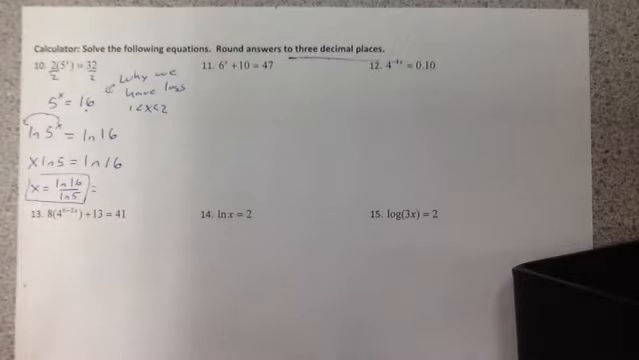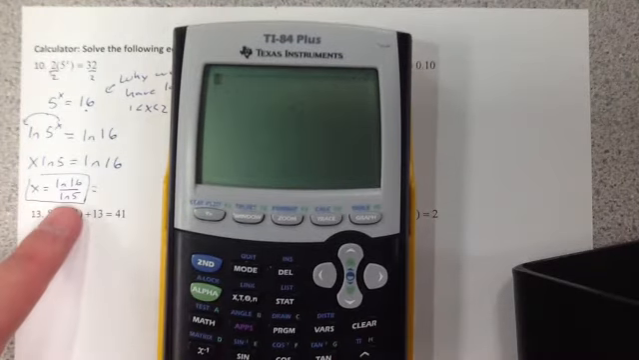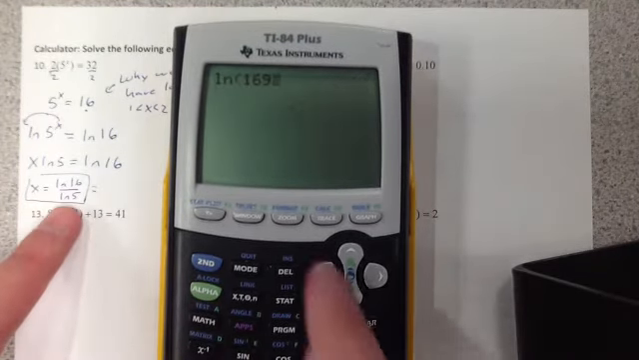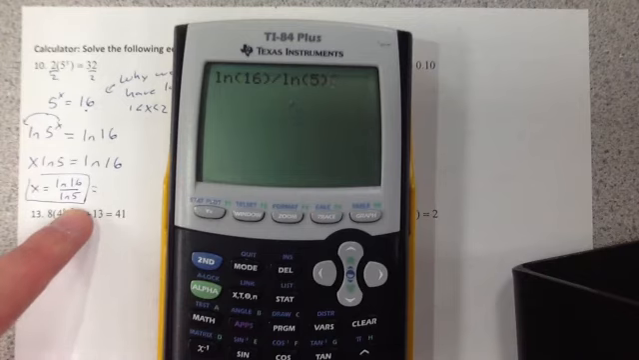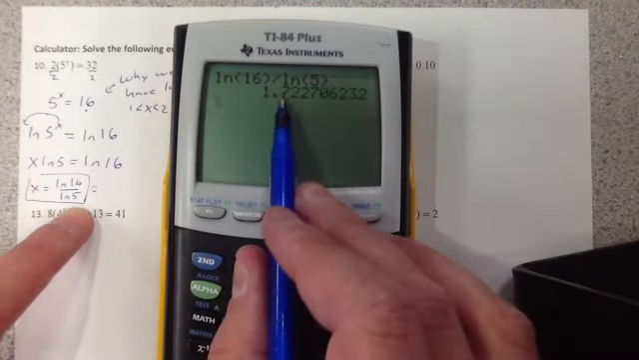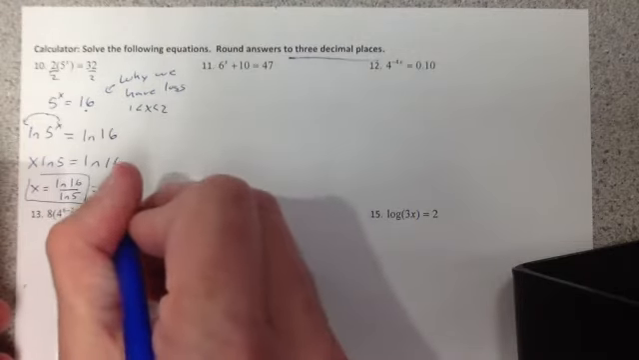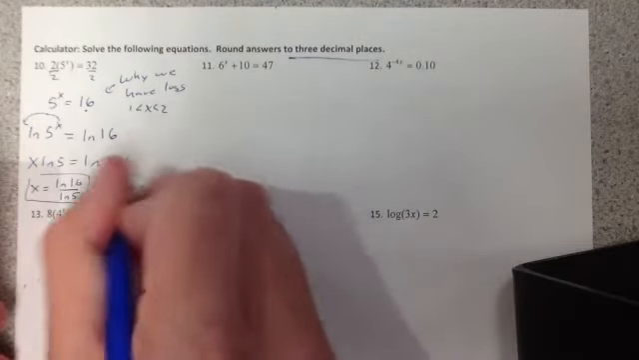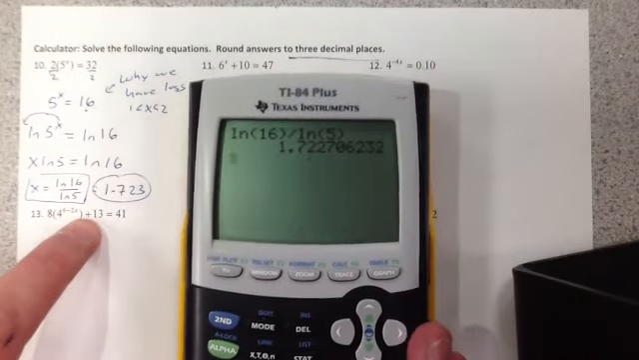And then I'm going to type this in my calculator. I just type in the natural log of 16, whoops, not 169, divide that by the natural log of 5. I hit enter, and here's my answer, 1.723. That's 3 decimal places. 1.723. And there's our answer right there. Very easy to do.